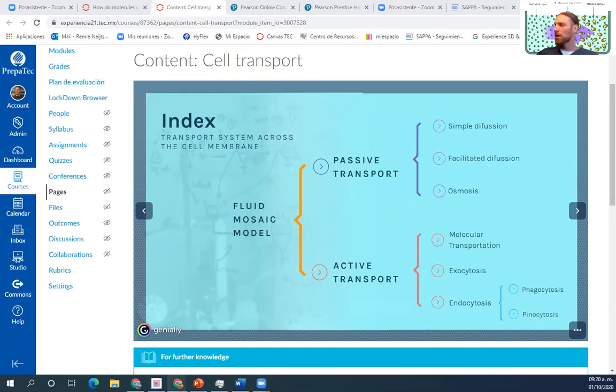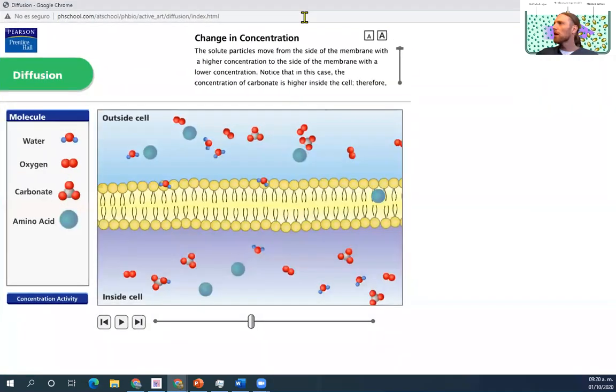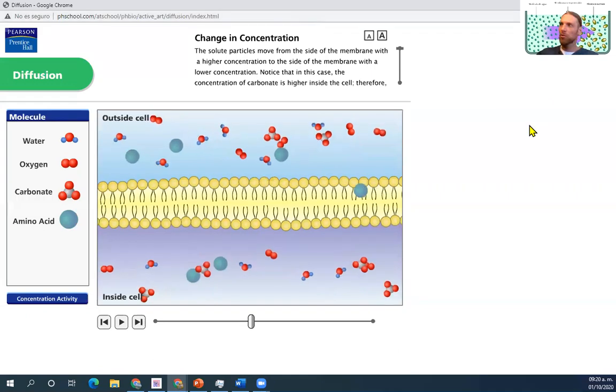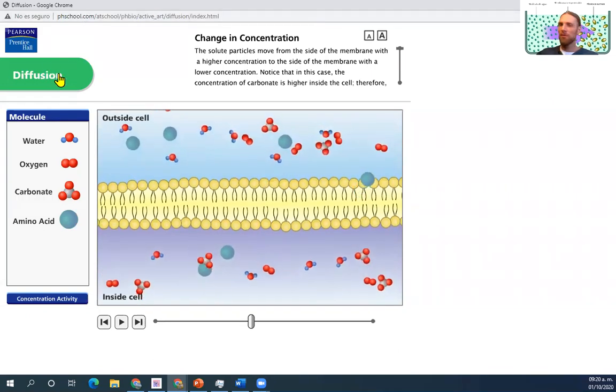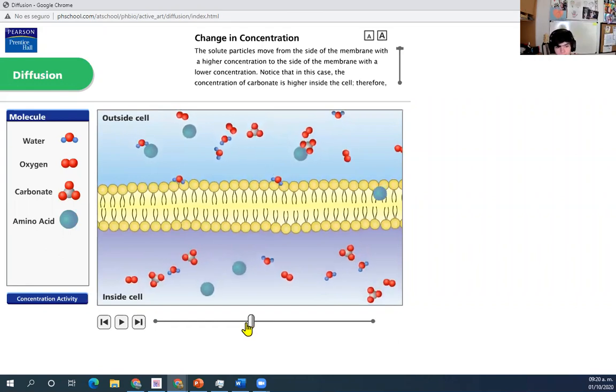Here you see another representation of what diffusion looks like. Can you see that, guys? Because I just switched screen. Can you see this diffusion thing here? Yeah, right? Yes, we can see. Okay, perfect.